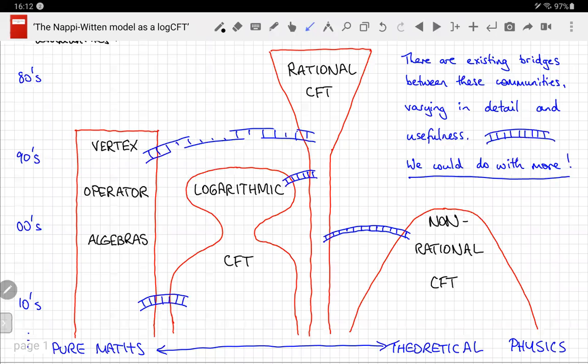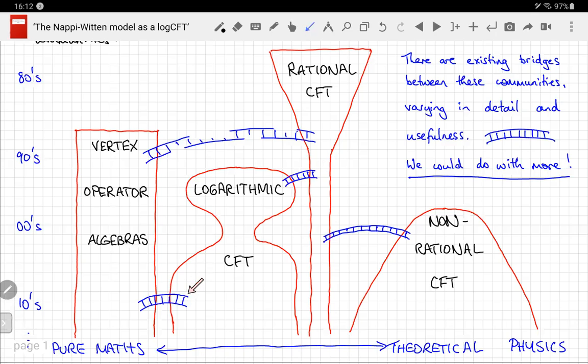In any case, a bit later on, let's say early to mid-90s, physicists discovered what are now called logarithmic conformal field theories. These are not rational, and they're not rational in quite a special way. I've drawn a little bridge to indicate that a lot of the initial work on logarithmic CFT was really initiated by physicists who were studying versions of rational CFT which failed some of the standard properties. And these found applications, so it was a natural thing to look at.